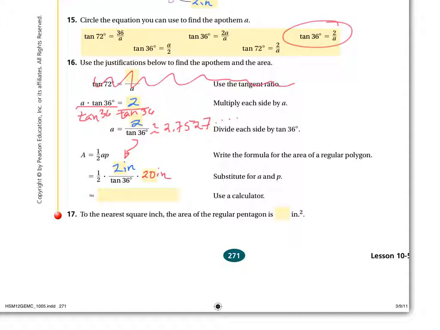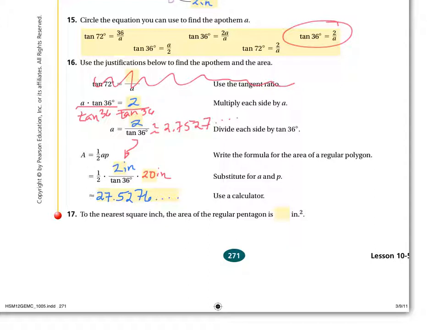If you take the 2 divided by the tangent of 36 degrees, hit enter. Then multiply by 20. Hit enter. And then what do you do for this? You can divide by 2 or multiply by 0.5. Either way works. And then hit enter. And then we get 27.5276, and it keeps going.